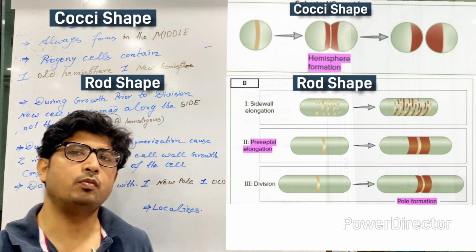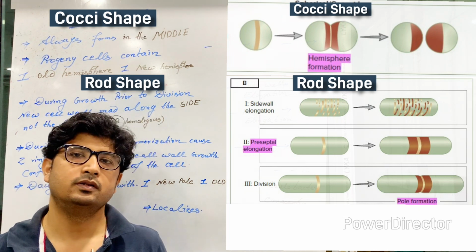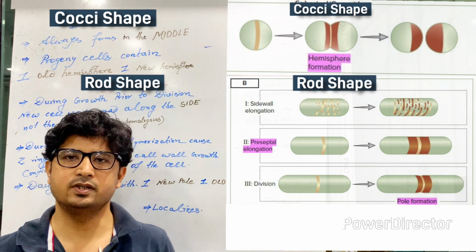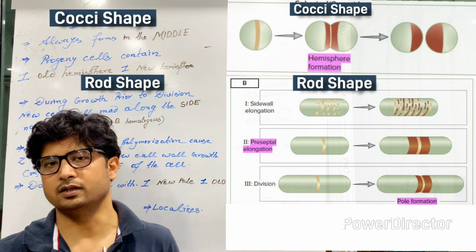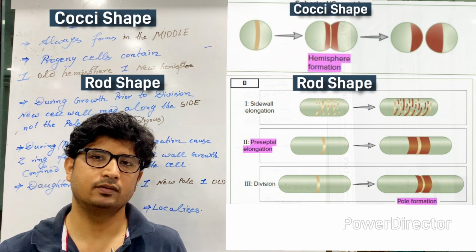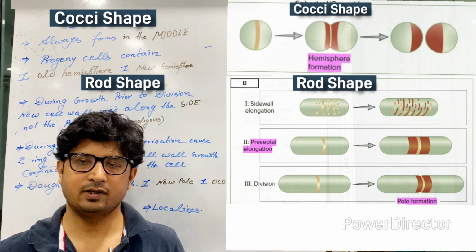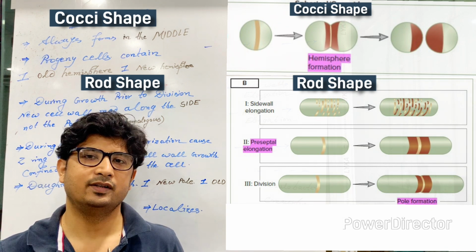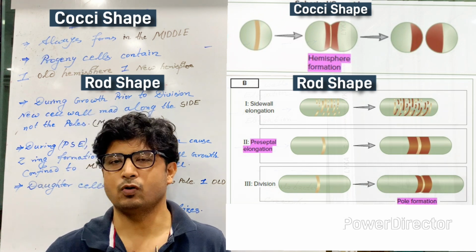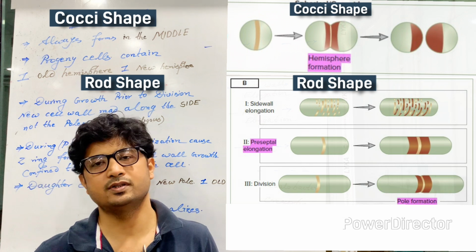So do you know the most common shape which is found in nature of bacteria? That is the rod shape. This is the most common shape of bacteria. Now what is the simplest shape of bacteria? Can you tell me? You have 5 seconds. Okay, it is the cocci shape. The simplest shape is the cocci shape and the most common is the rod shape.